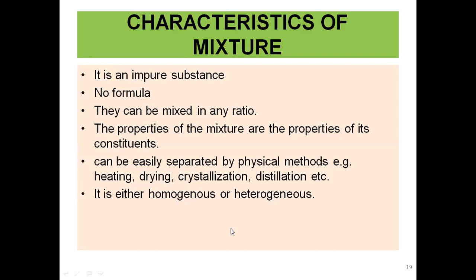The properties of the mixture are the properties of its constituents. The next property is that they can be easily separated by physical methods, for example, heating, drying, crystallization, and distillation. For example, you dissolve one spoon of sugar in the water and stir it. After that, you heat this solution. After some time, the water is evaporated and you get the sugar again. So you can separate the mixture by a physical process. What is a physical process? Heating, drying, and crystallization. But compounds are not separated by physical processes. Compounds are separated by chemical processes.